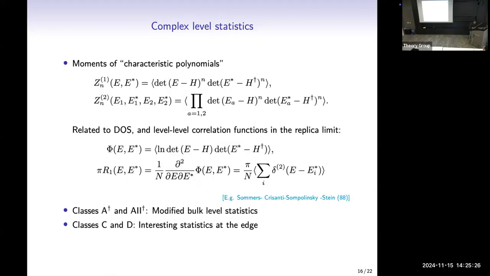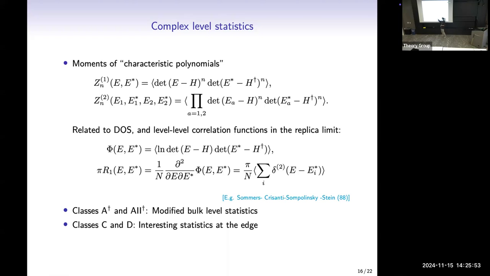So what do we want to do? We want to compute something called the characteristic polynomial averaged over a random matrix theory ensemble. If you are familiar with regular random matrix theory, the average of the determinant of E minus H raised to some power N is called the moment of a characteristic polynomial.